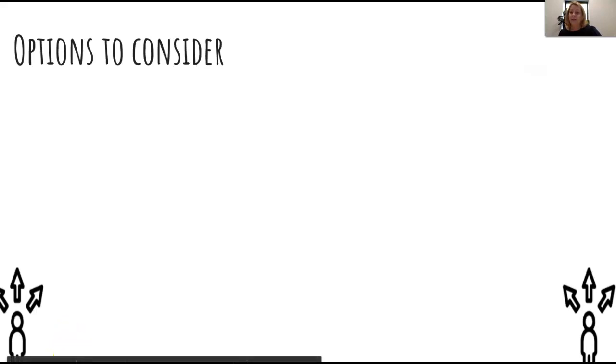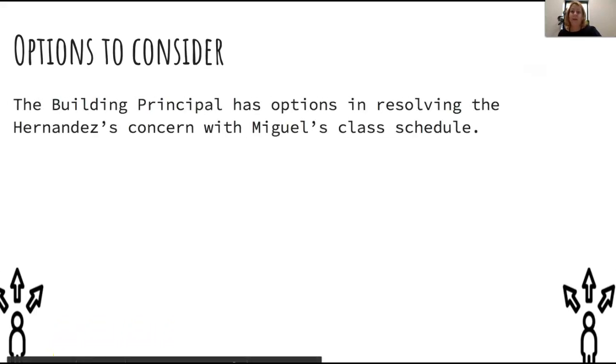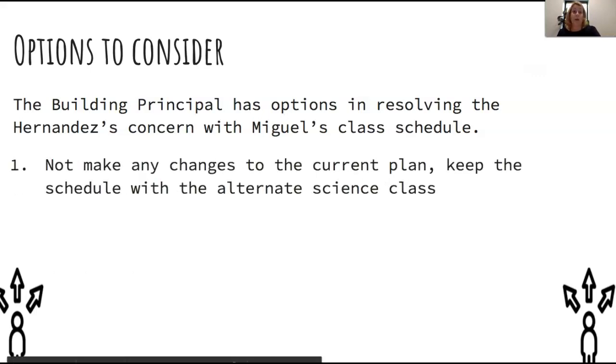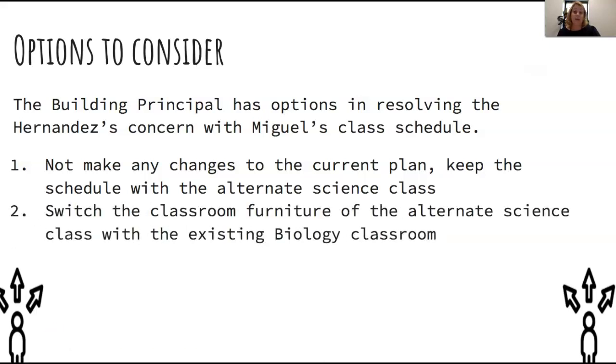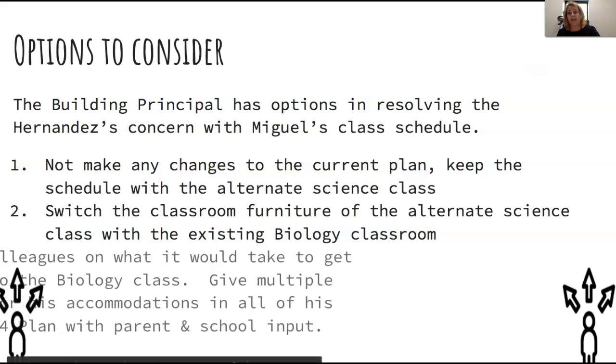Options to consider. The building principal has some options in resolving the Hernandez concern with Miguel's class schedule. One option would be not to make any changes to the current plan. Keep the schedule with the alternate science class. Another plan could be to switch the classroom furniture of the alternate science class with the existing biology classroom.